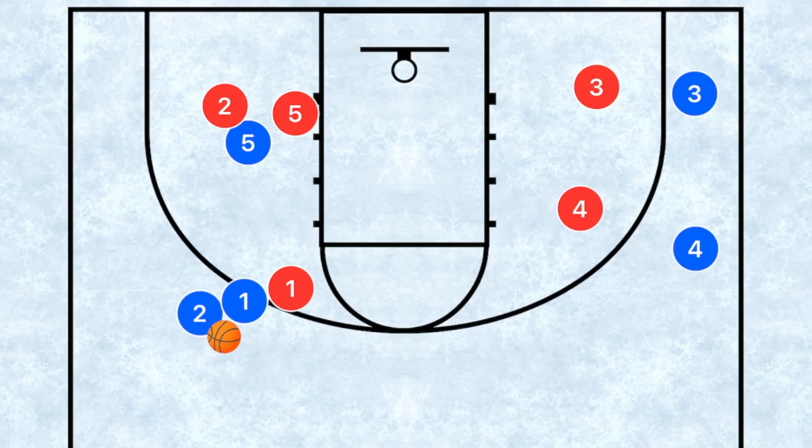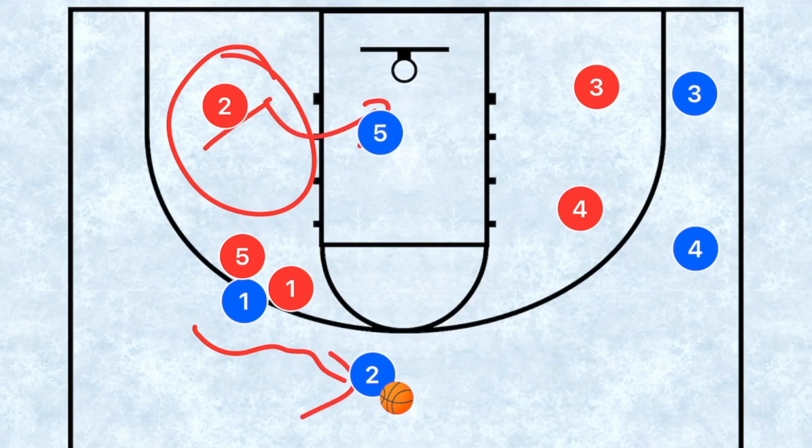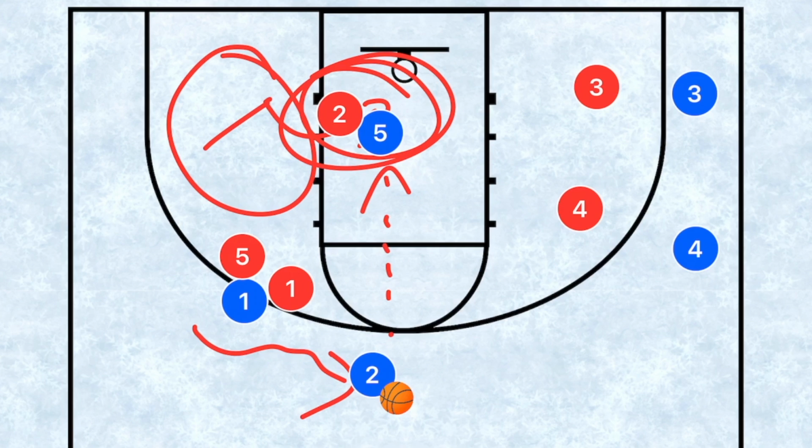If there was a switch earlier on, so now it's a mismatch here, when player 2 comes off of this screen, player 5 should be rolling towards the basket. This could be a quick pass into player 5 for an easy layup, especially with the mismatch that we have right there. Player 2 being a shooting guard, player 5 being a center, there should be a massive height advantage there, and we can take advantage of that.